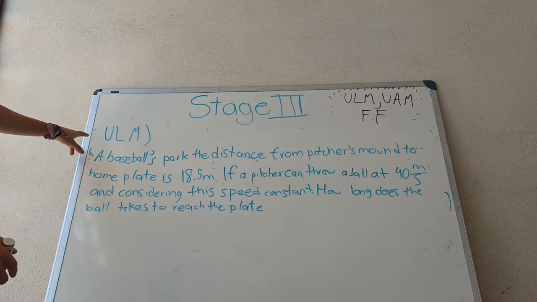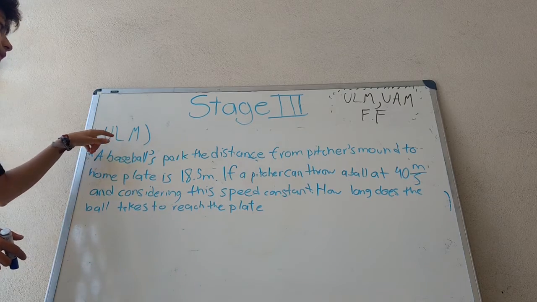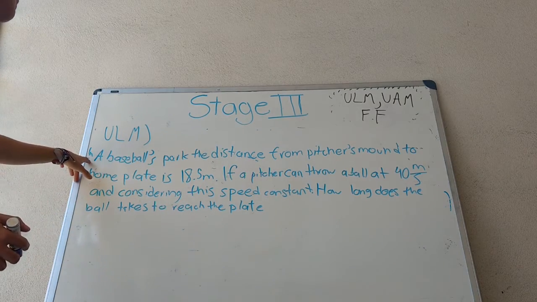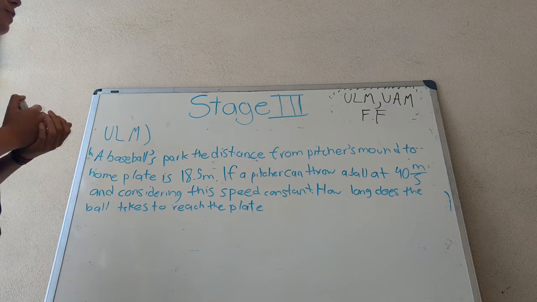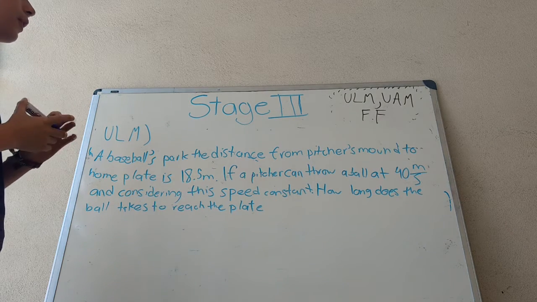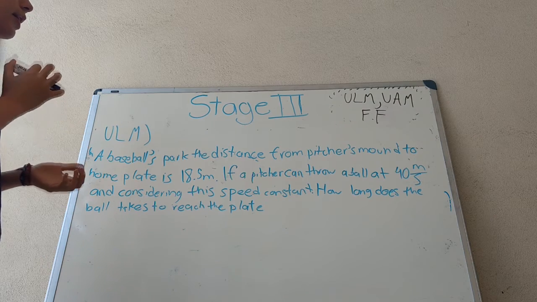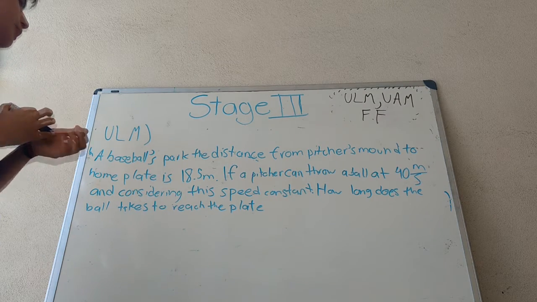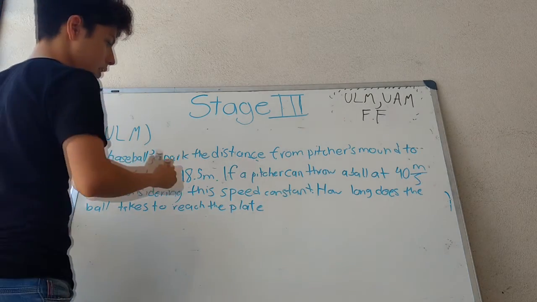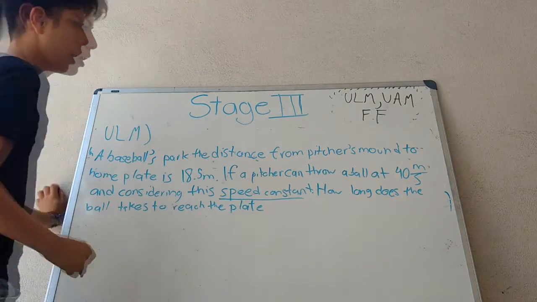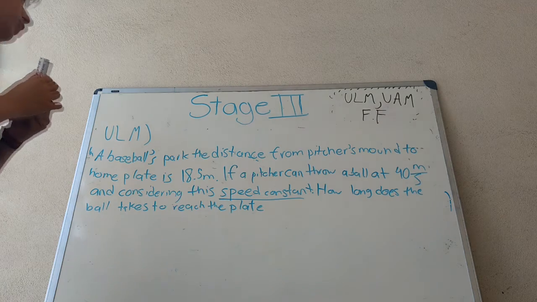The first problem is about ULM. The problem says, in a baseball park, the distance from the pitcher's mound to home plate is 18.5 meters. If a pitcher can throw a ball at 40 meters per second, and considering this speed is constant, this is special information, how long does the ball take to reach the plate?